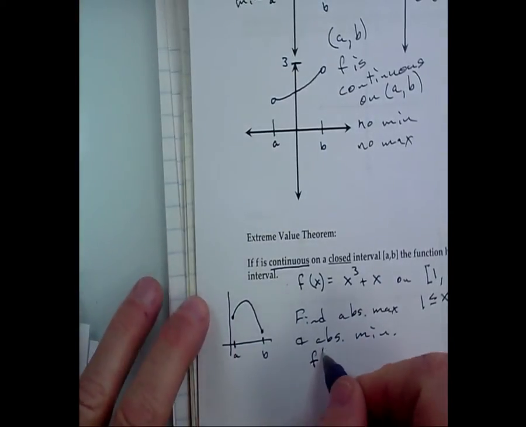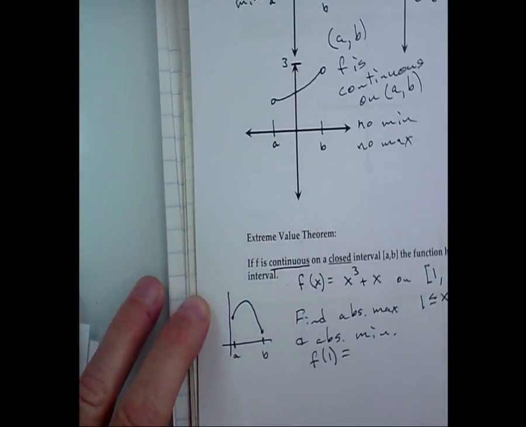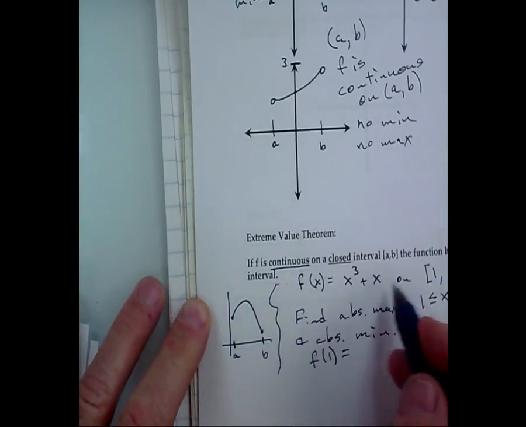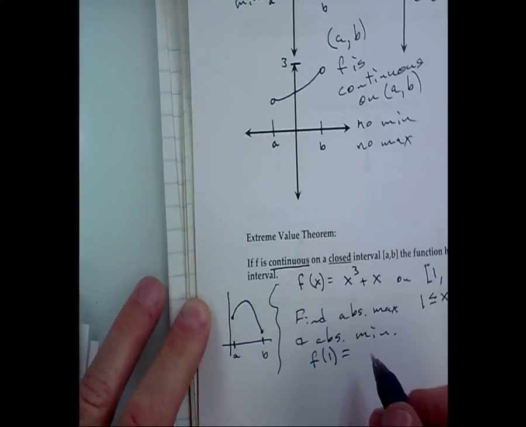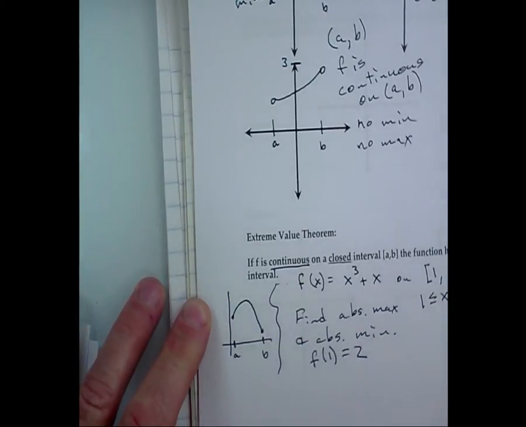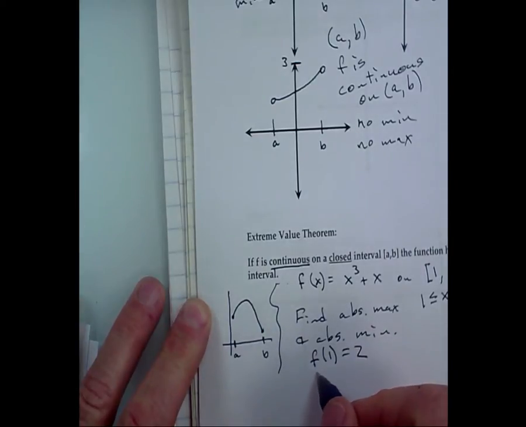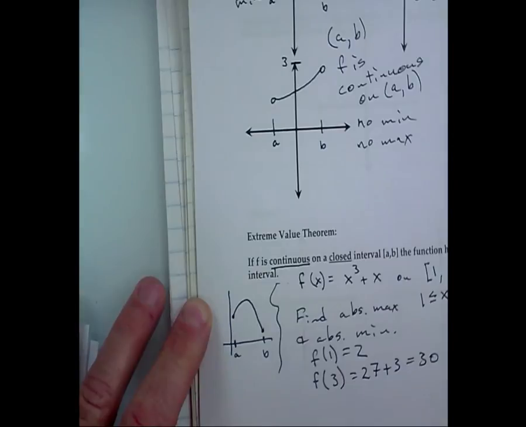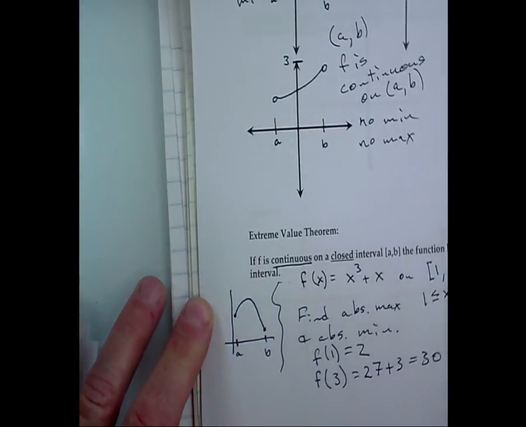I plug 1 into F. Okay, now this is a different example. I didn't look at this graph, but do you see where I get 2? And then I plug 3 into that, and I think I get 27 plus 3, which is 30. That's looking at the endpoints, correct?